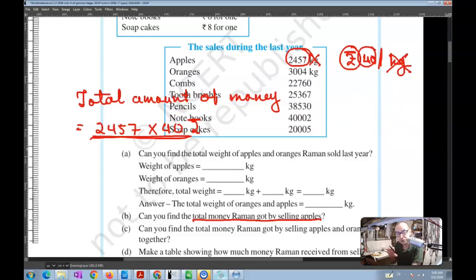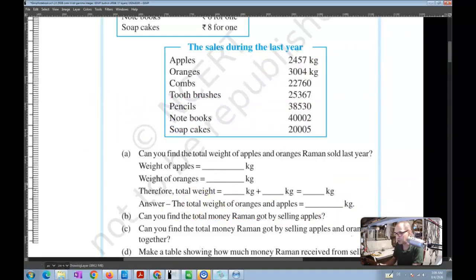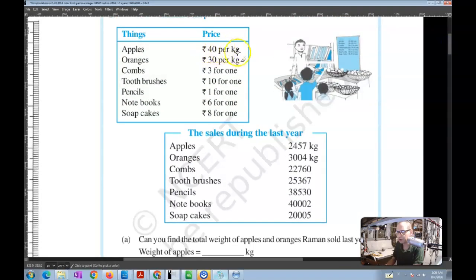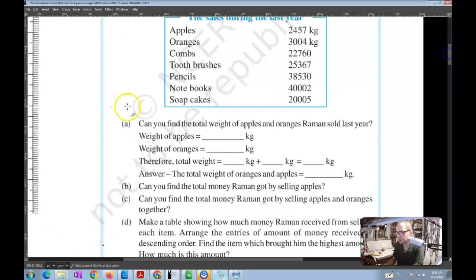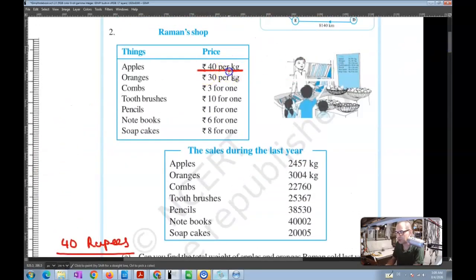So if you think that you might make mistakes in the calculation, then what you can do is say that, okay, the price of the apples, as we saw over here, was 40 rupees per kilogram. The price of the apples was 40 rupees per 1 kilogram, right? That's the meaning of what you read over here, right?